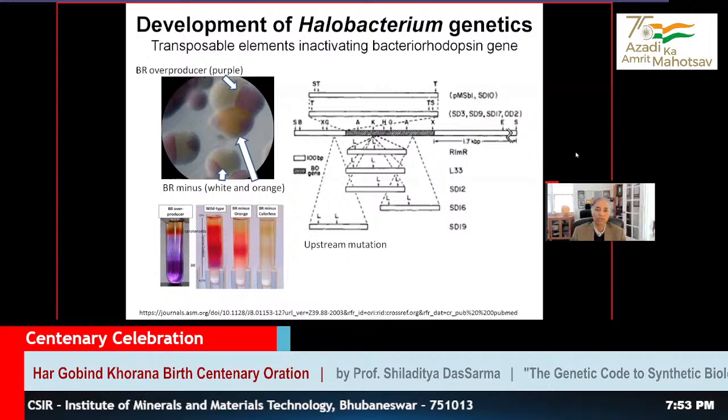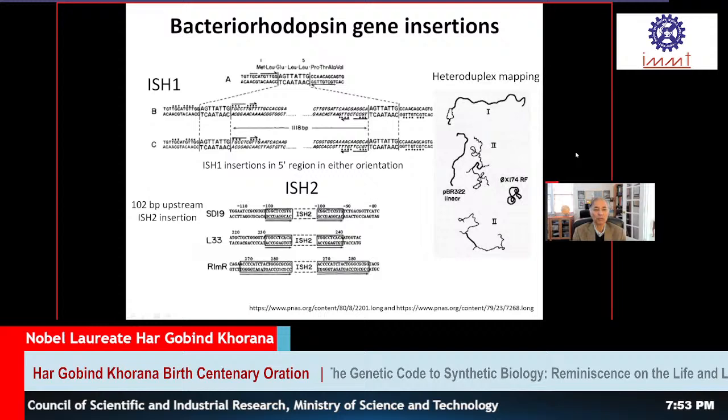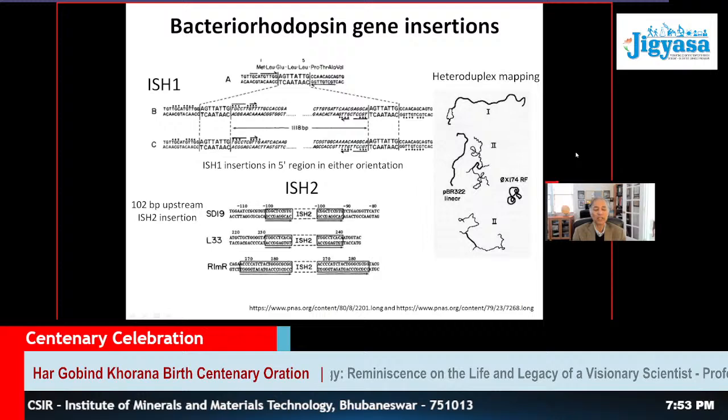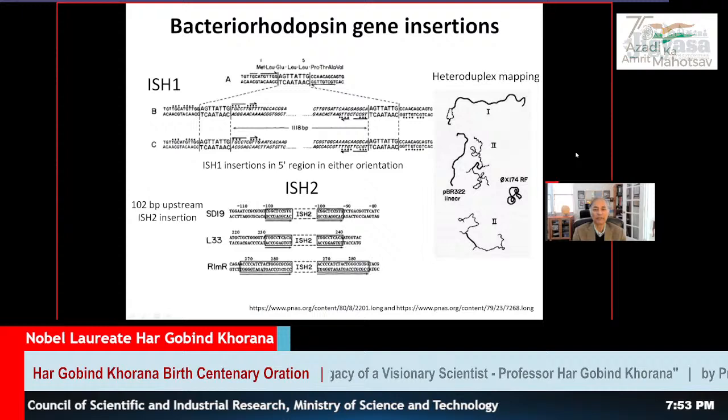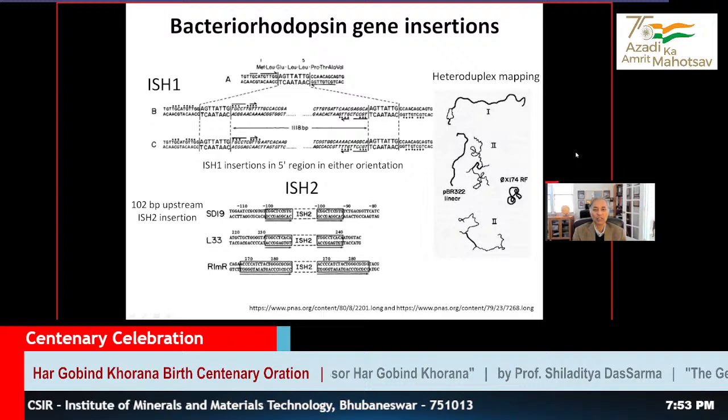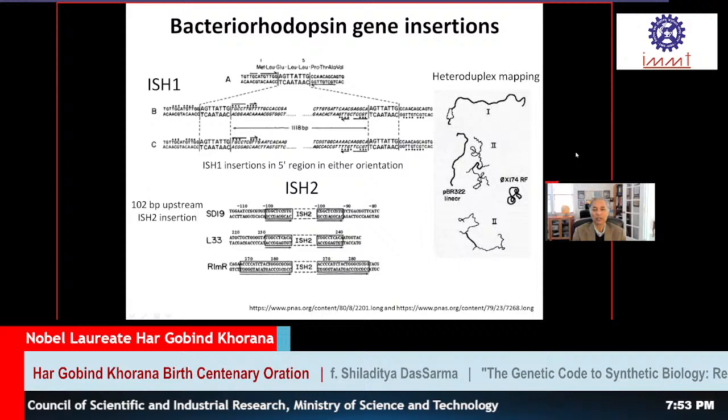They were called ISH1 and ISH2, for insertion sequence from Halobacterium. The ISH1 element would insert into the bacteriorhodopsin gene at a specific site in both orientations. And this could be seen both from the sequencing analysis as well as imaging in an electron microscope in a process called heteroduplex mapping.